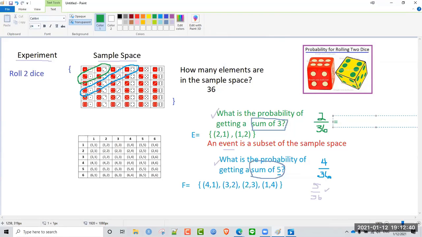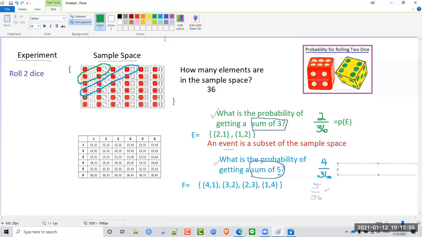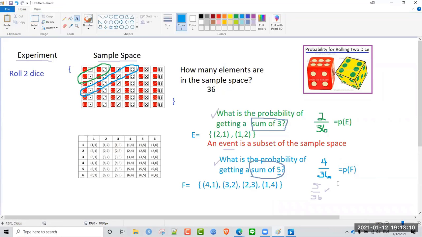Equals, and then we can do this, P of E. P of E just means the probability of E. So the probability of E is 2 out of 36. And for this one, we can make it look more mathematical by saying the probability of F is, because I called this F, 4 out of 36. So that's just making it into more math notation.